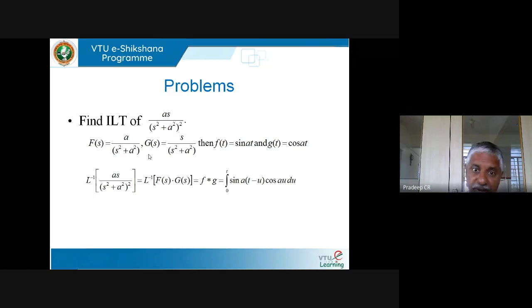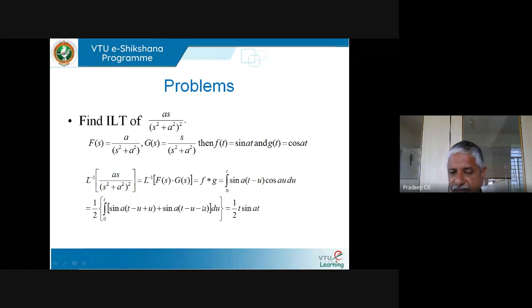Here, the only thing is I wanted you to see that we are using the formula sin A into cos B is half of sine of A plus B plus sine of A minus B. I hope I am correct. Most probably I am correct in this. And then carry out this integration, the usual PUC integration, and you will get this answer, which means I have found the inverse Laplace transform of this.